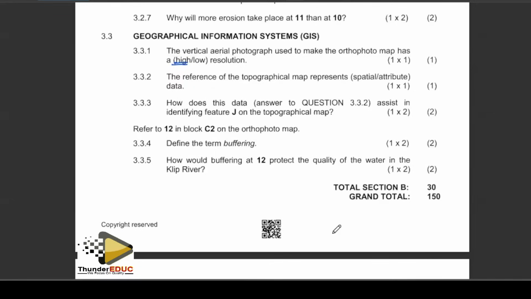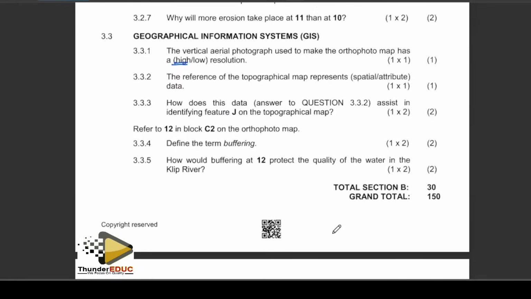Why are we saying it's high resolution? The features are clear. You can actually see the houses. You can see the river. You can see the roads. You can see everything there. It's almost clear. So it means it's a high resolution. There were many pixels, and pixels were smaller, used to make that image.